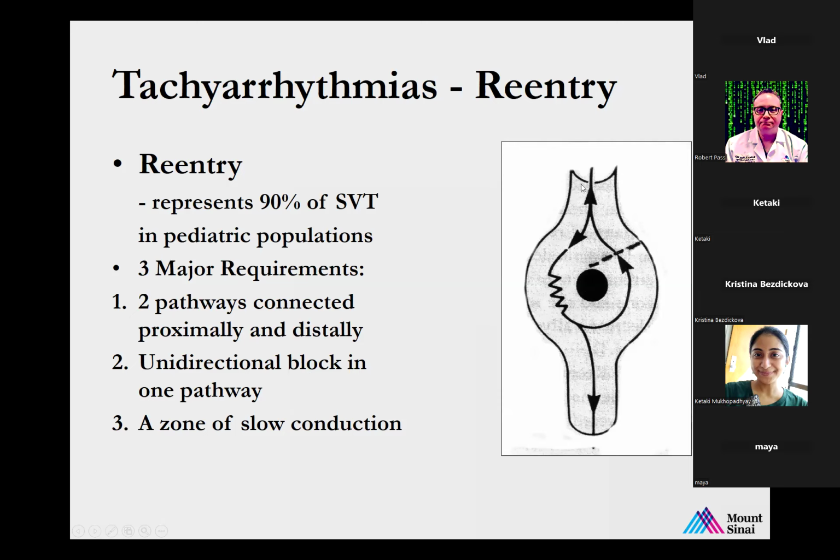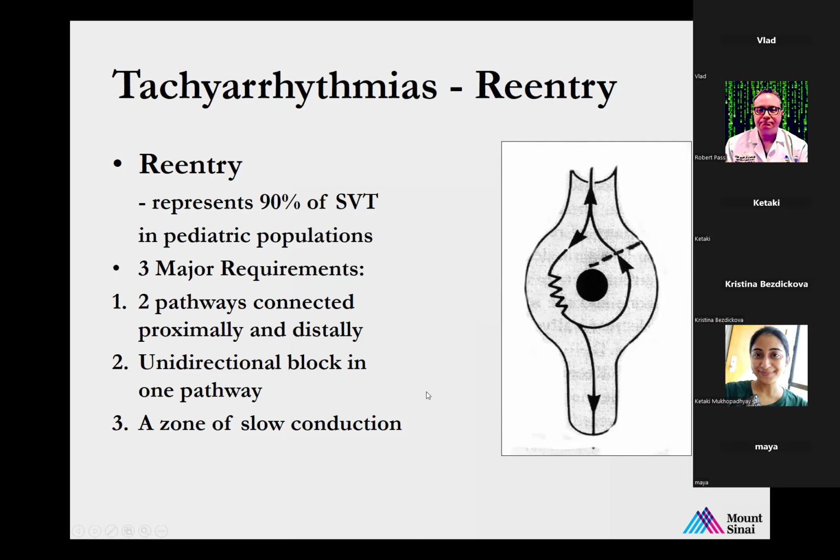And the reason for that is that if you imagine that there's, let's say, a sinus node up here, if the sinus node beats and can easily go down both pathways at the same time, then both will be refractory and there'll be no way for reentry to occur. So there must be unidirectional block in one pathway.